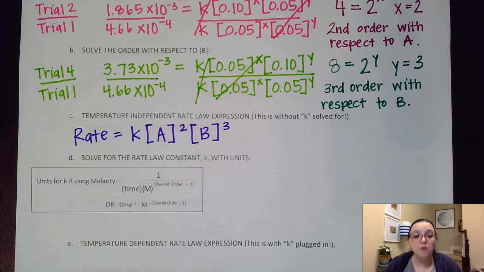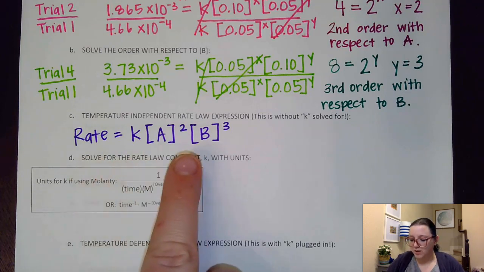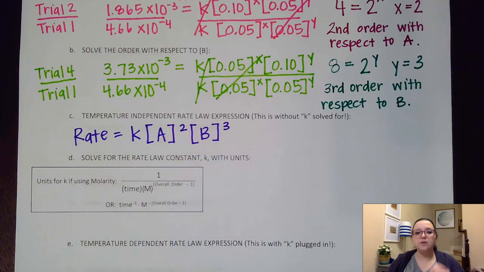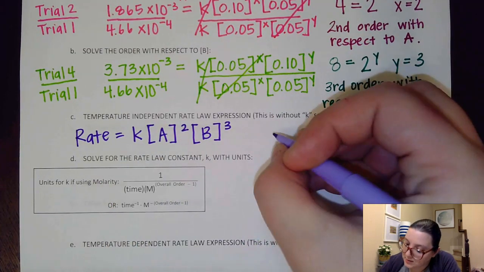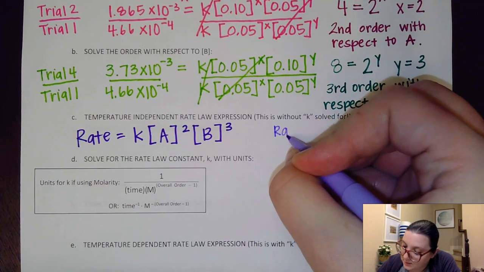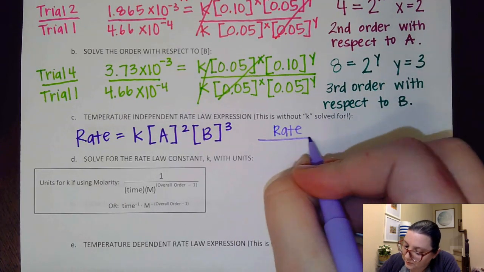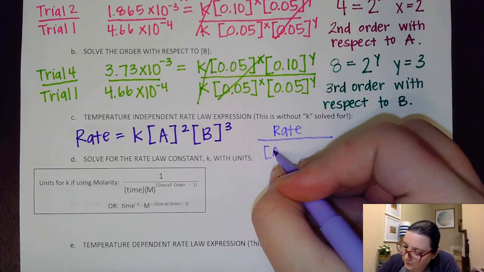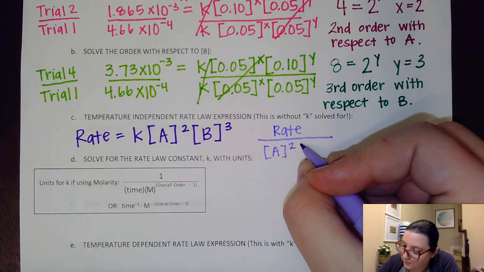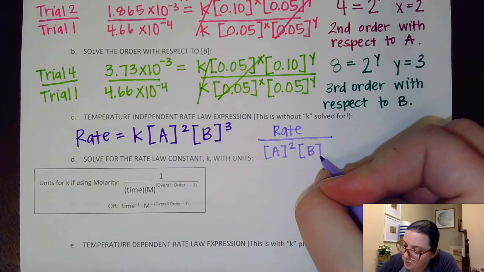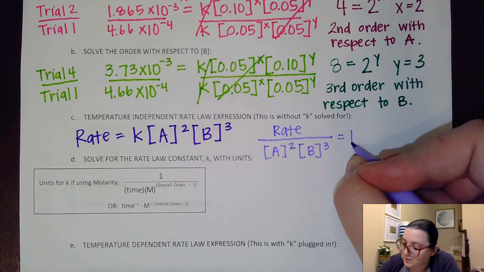All right, so here's what they want us to do. They want us to solve for that rate law constant K with units. To do that, I'm going to first rearrange this equation in order to solve for just K by itself. And when I do that, what I end up with is rate over A to the order of 2 and B to the order of 3 equals K.